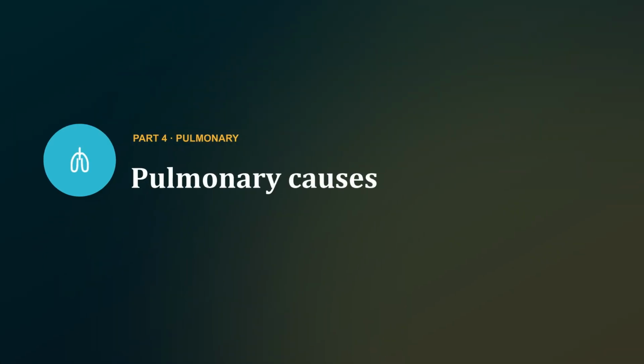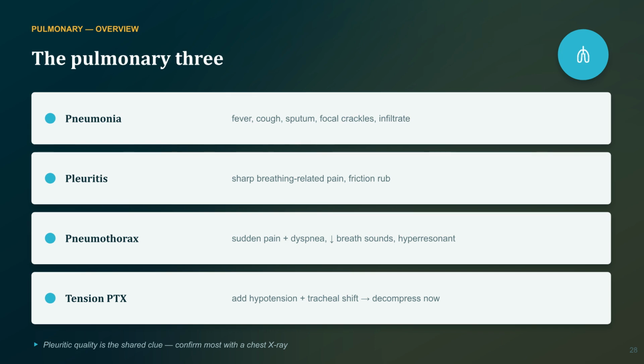We now move to the 4th part of our video, the pulmonary family. These conditions are often pleuritic, meaning the pain worsens with breathing. Keeping these in your differential is vital, especially when dealing with sudden onset respiratory distress. Pulmonary causes often share a pleuritic quality.